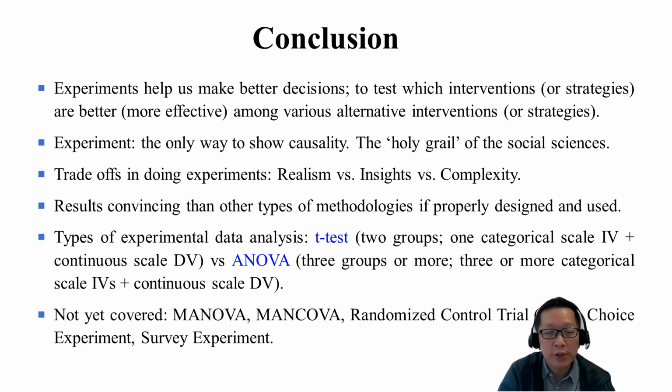So ANOVA is used for 3 groups or more, and then your grouping or your independent variables are categorical, like different types of jobs or different religions, 5, 6, 8 different religions, or people in different education groups, and a continuous scale as your DV. We haven't covered the others like MANOVA, MANCOVA, randomized control trial, choice experiment, and survey experiment, which could be done in the future. But we'll stop it there.